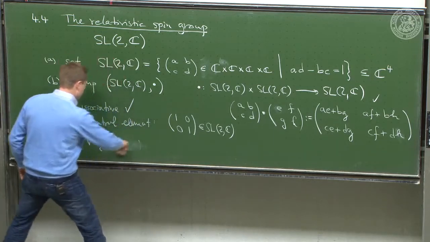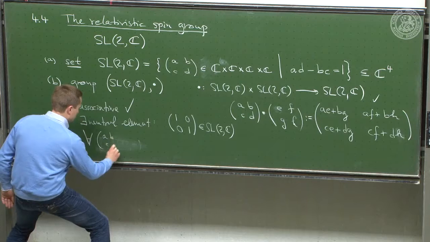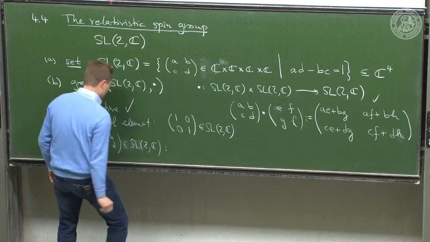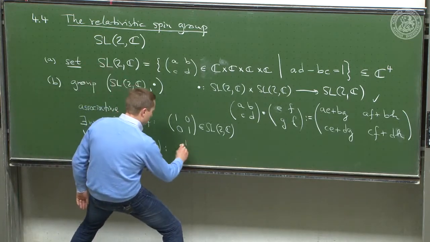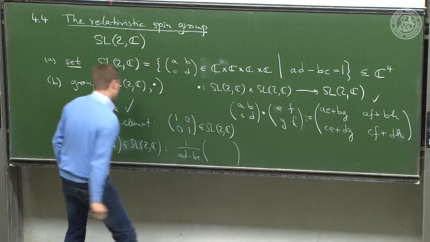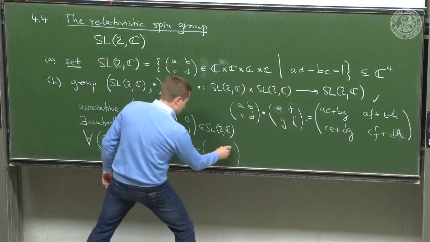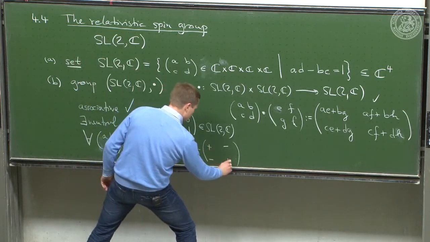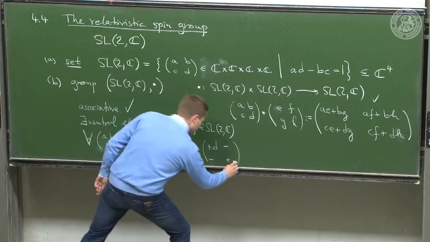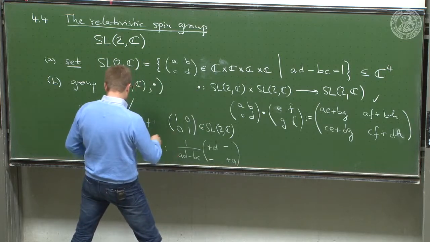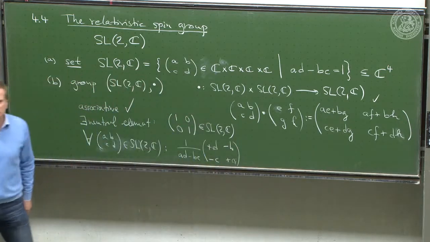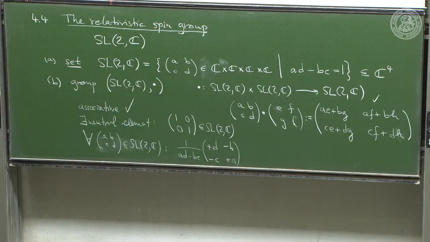Let's write it down. So for every A, B, C, D in SL2 C, I claim, and you will quickly check, that 1 over AD minus BC, with the signs plus, minus, plus, plus, minus like this, D, A, minus B, C. I think this is the inverse. Otherwise, please look it up. But I think this is the inverse.